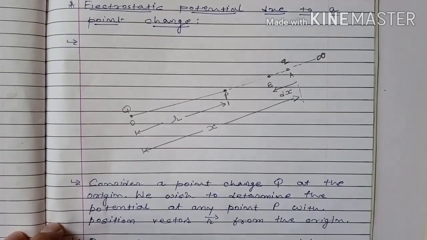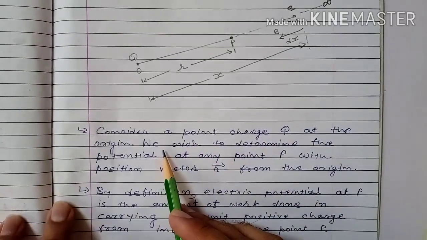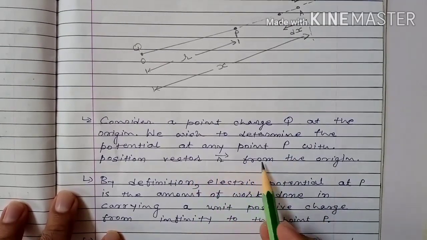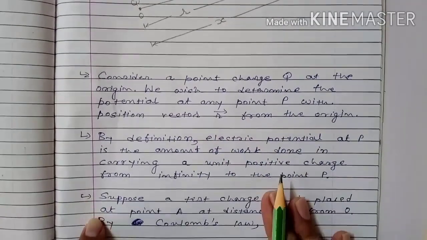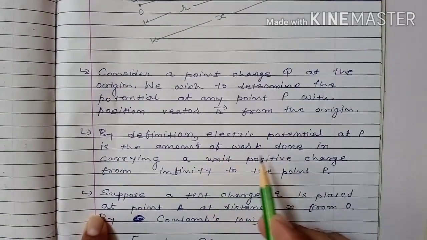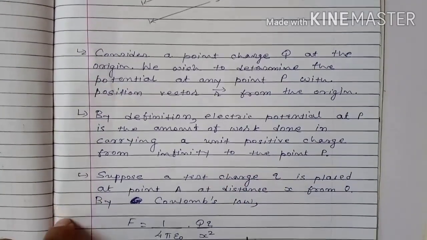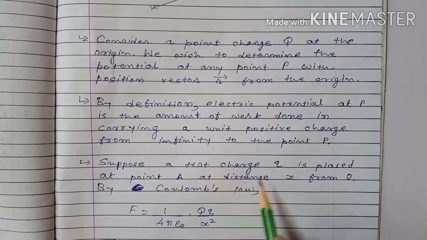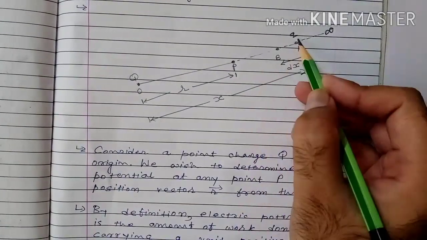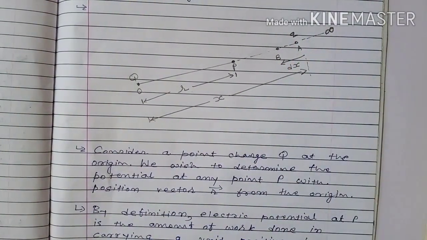Whatever work is done in bringing a unit positive charge from infinity to the given point against the electrostatic force is called electrostatic potential. So here, considering a point charge q at the origin, we wish to determine the potential at any point P with position vector r from the origin. By definition, electric potential at P is the amount of work done in carrying a unit positive charge from infinity to point P. Suppose a test charge Q is placed at A, as shown in the figure.